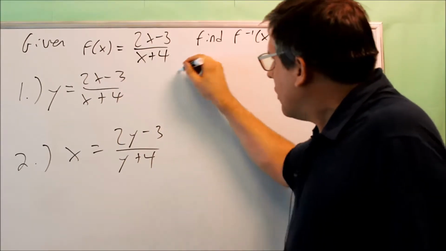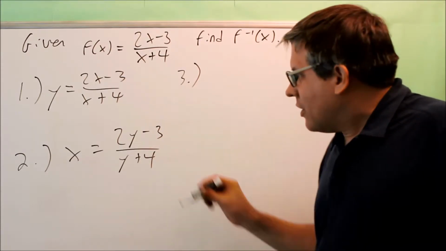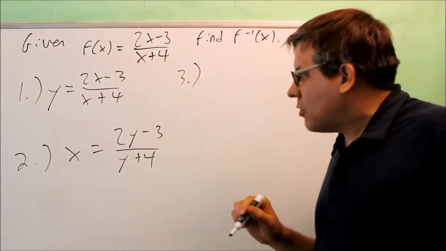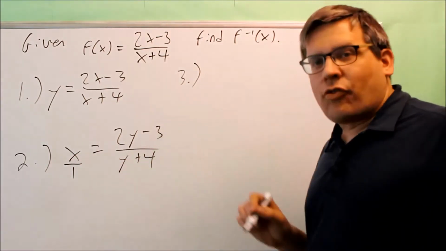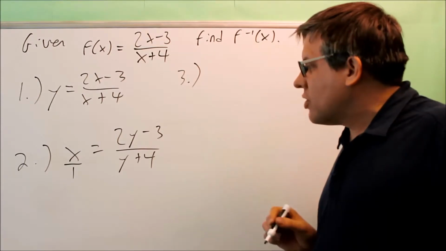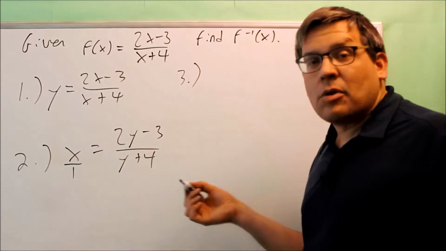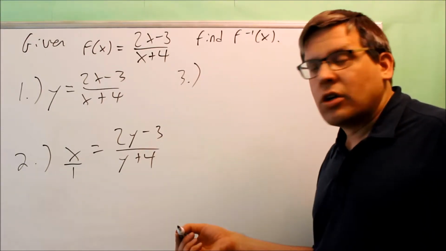Now step 3 is the one that involves the most work. We need to solve this for y. So since there's 2 y's here, this involves a special process that I'm going to talk about. We need to first get rid of the fraction. You have 2 ways that you can get rid of that fraction. The first one is you multiply both sides by the common denominator, which is going to be y plus 4.